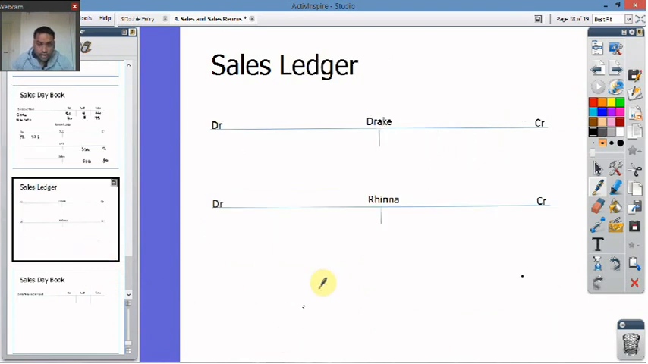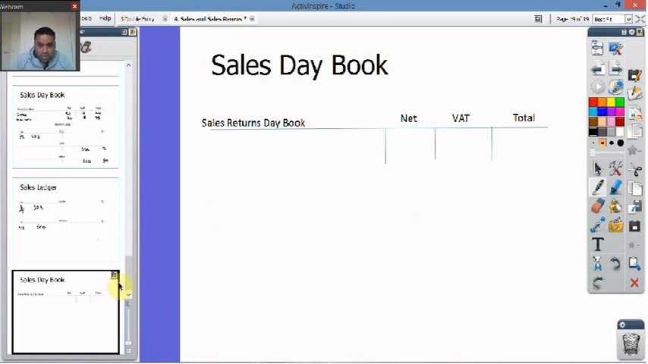Sales ledger. So Drake, how much was the total for Drake? Sales day book. And then how much was the total for the sales day book of Rihanna? That was 48, wasn't it? And that one was 24, I believe. Yep, 24. And then let's have a look at this one.